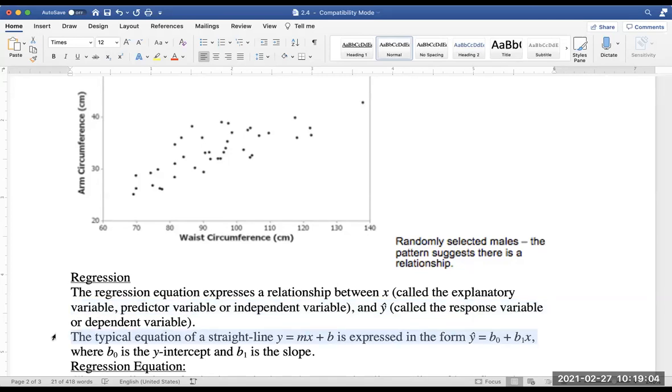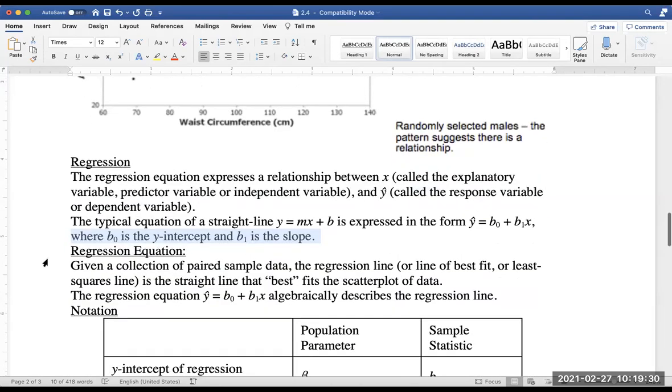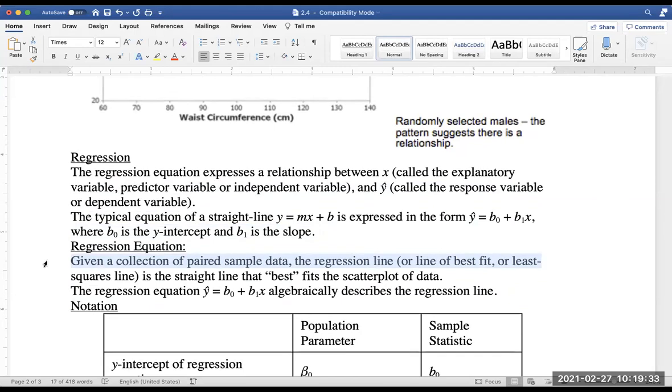The typical equation for a straight line is y equals mx plus b. In statistics, we will express that as y equals b sub 0 plus b sub 1 x, where b sub 0 is the y-intercept and b sub 1 is the slope of your line. And so your regression line is the line of best fit. It is the least squares line. It is the straight line that best fits your data in your scatter plot.